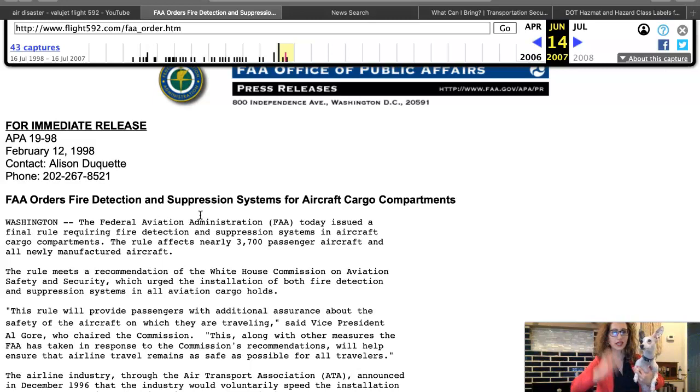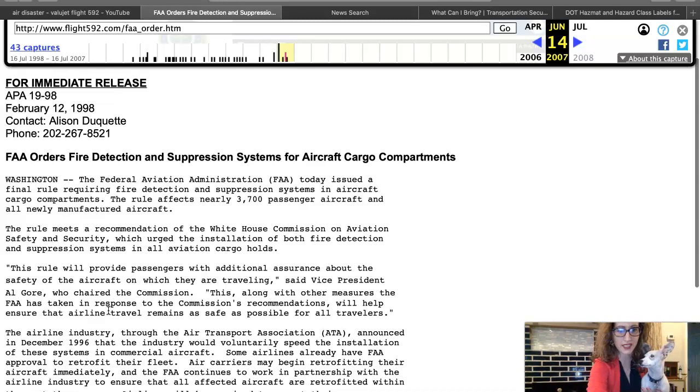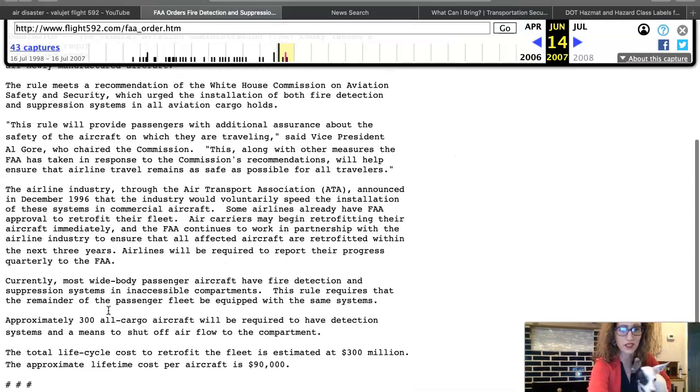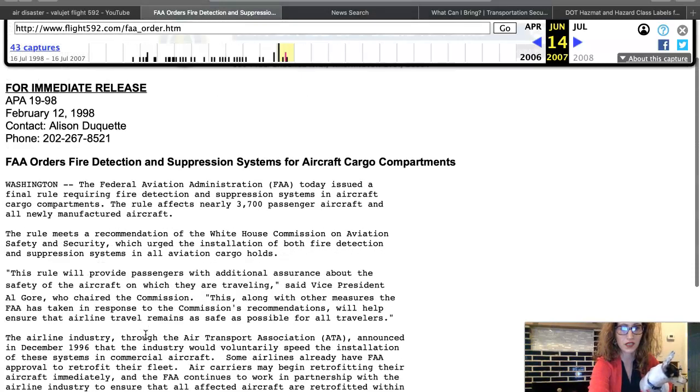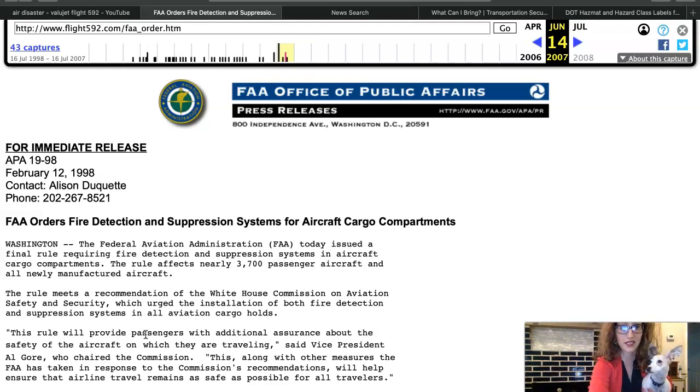This was in 1998. It says the FAA today issued a final rule requiring fire detection and suppression systems in aircraft cargo compartments. See, for that accident, that was not the case. Cargo compartments did not have this. Because you were probably thinking, why didn't they just put it out? Well, that's why. So this was reactive. But now every aircraft, it said approximately 300 all cargo aircraft will be required to have detection systems. This came out pretty fast after the accident.